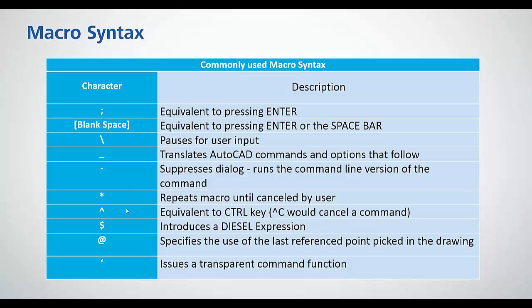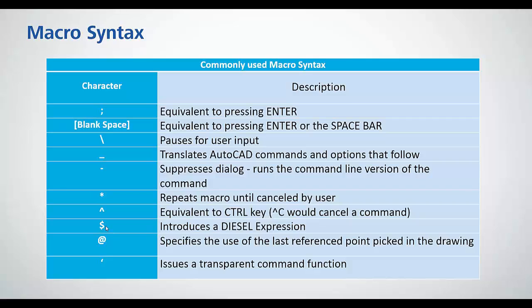The control character here is the same as, for example, the control key, but in AutoCAD, Control C would not be a copy in a menu. It would be a cancel command. You could also have Control G for grid, Control P for plot. There are many different control characters. All of these are available in the help if you do a search for the macro syntax.